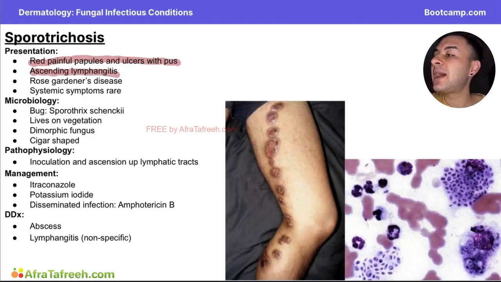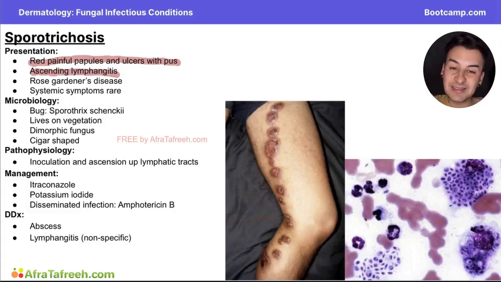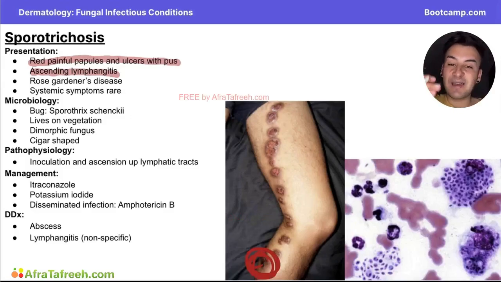So let's talk some pathophys. Essentially what happens is you have a history of a gardener or a landscaper, someone who works with wood clippings or roses is going to be in the history, and they're going to prick their finger on a rose bush or a piece of bark. And so let's say that prick happens down here. This is where the fungus infects, and this fungus is called Sporothrix schenckii.